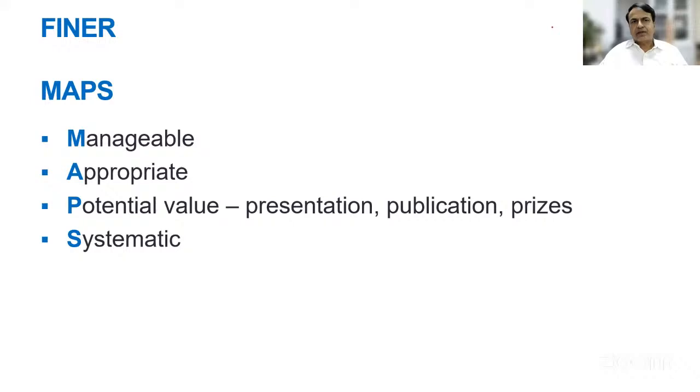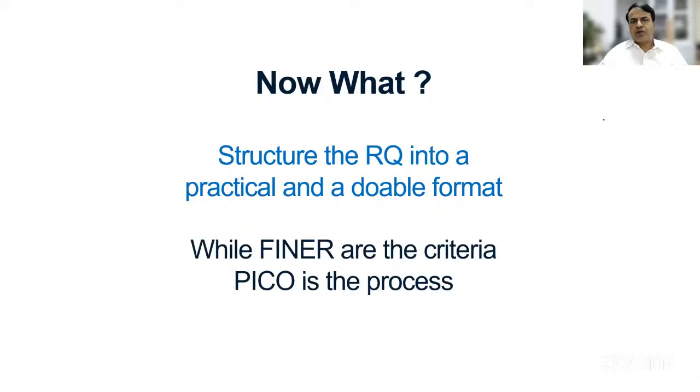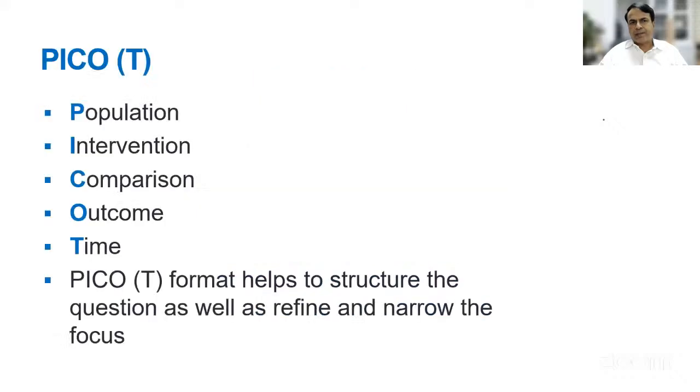MAPS is another. Manageable, appropriate. It should be of potential value in terms of presentation, publication, and prizes at least. And it should be systematic. Now what? You have a research question in hand, but how do you progress further? While FINER are the criteria to kind of come to a research question, PICO is the process through which you have to pass it before it becomes an idea.